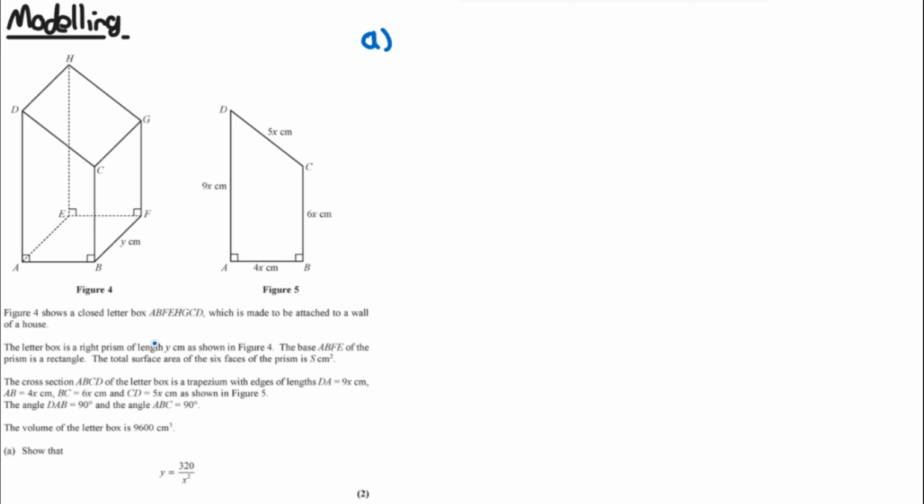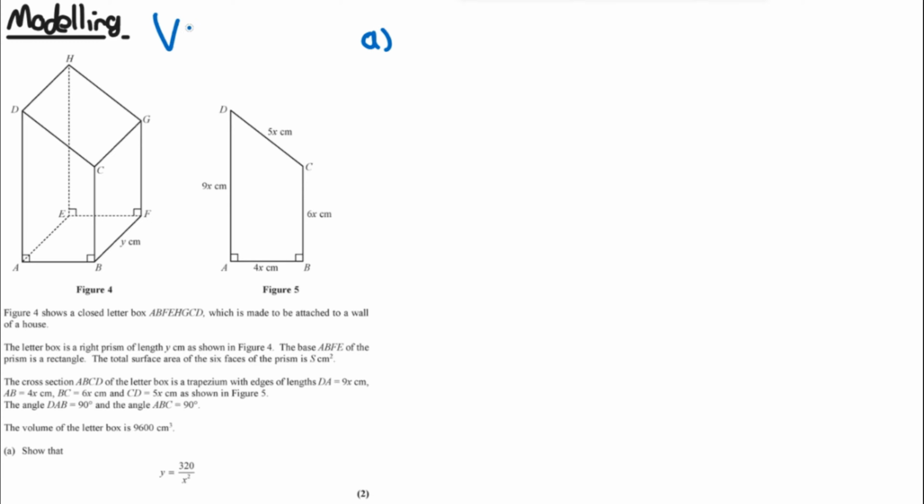So it's a modelling question where it has a real life application. It talks about a letterbox and stuff like that. But read through the maths bit and make sure that all of the information is inside the diagram here. It talks about the lengths of all these sides and these angles to show that it's a prism. And it says that the volume of the letterbox is 9,600 centimeters cubed.